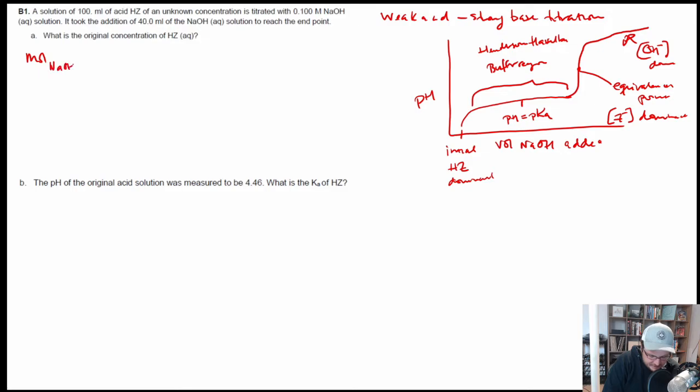The moles of NaOH is going to be equal to the concentration of NaOH, so 0.100 molarity. I'm just going to rewrite molarity as moles over liters, because that's what molarity is. I'm going to multiply that by the volume, 40.0 milliliters. To make the units work, I'm going to do 1 liter per 1,000 milliliters, so the milliliters cancel, liters cancel, and all we're left with is moles.